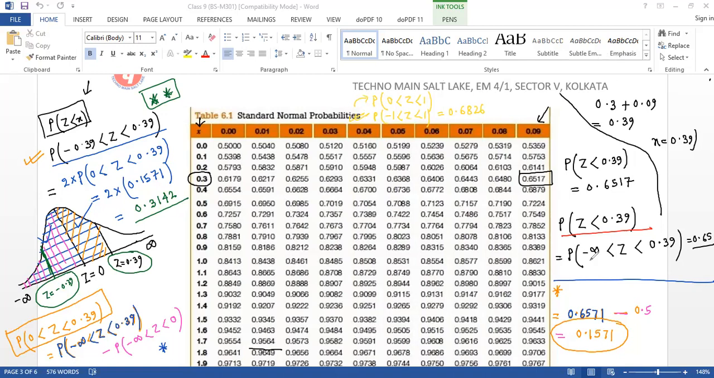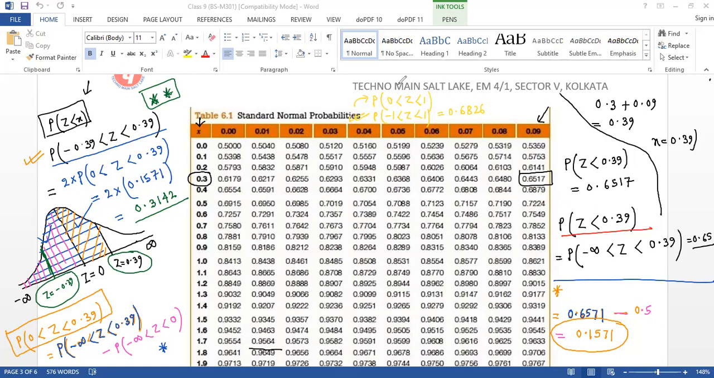This is called the normal distribution chart, and when I share the notes with you, I will share the chart with you also. So don't worry about it. In different books, the charts are given in different forms. In the book that I'm following, the chart is given in this particular way.